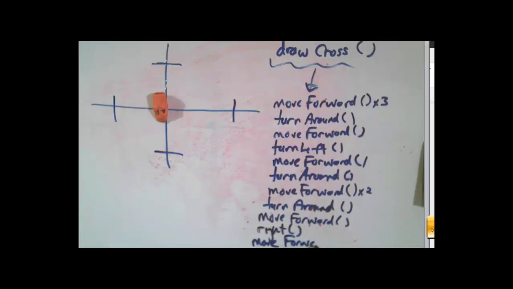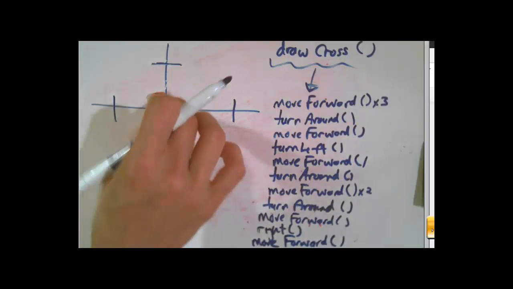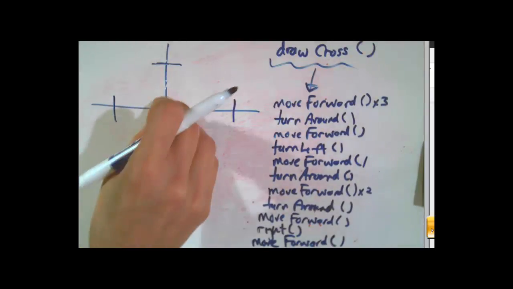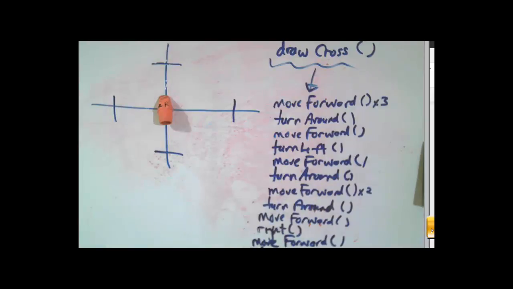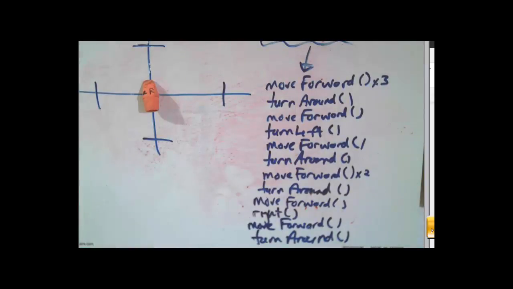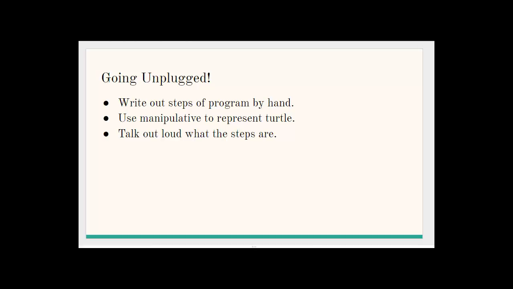And then we had a discussion about how we wanted to end the turtle facing the same direction as when it started. So we would have to turn around. Now, once they drew this on paper, it was quite easy for them to translate it into a program. Okay, so these were the steps for going unplugged.